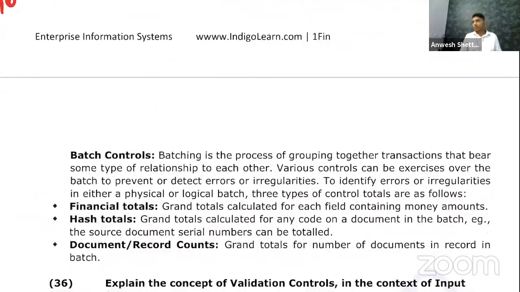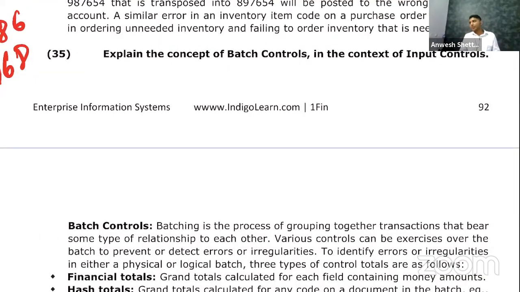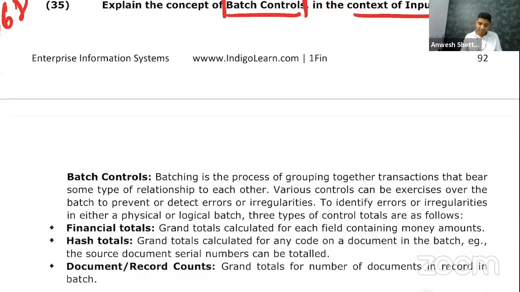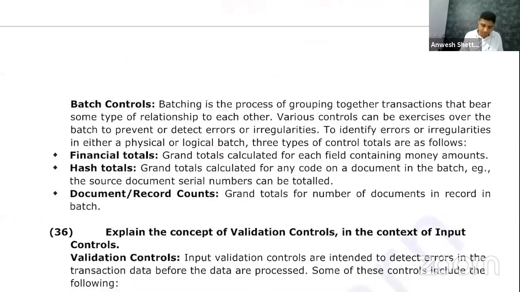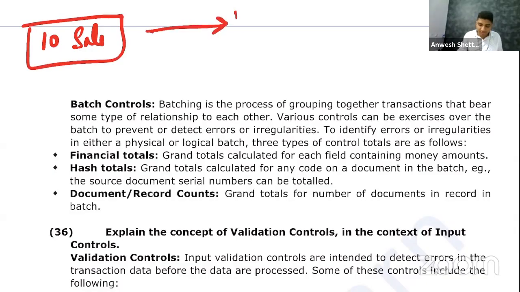Now, one more. Let us talk about one more concept, that is explain the concept of batch controls in the context of input controls. So under input control only, we are going to talk about something called as batch. Now, what is this batch? Batch basically means, let us say, there are 10 sale transactions which happened in one day. So you are entering these 10 sale transactions into your ERP. Now how do you ensure that all the 10 sale transactions are entered in the system or not?